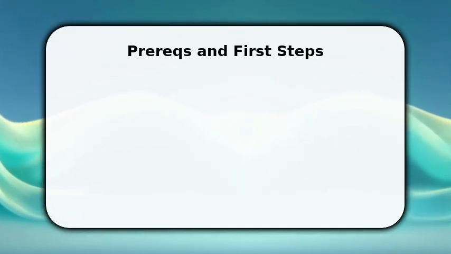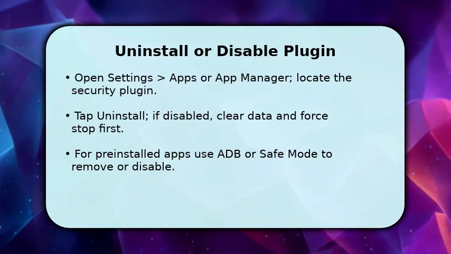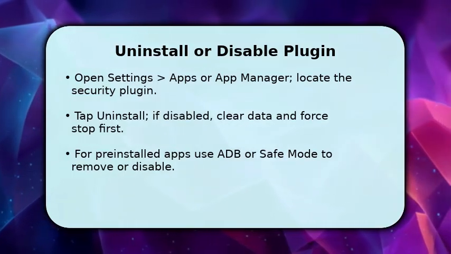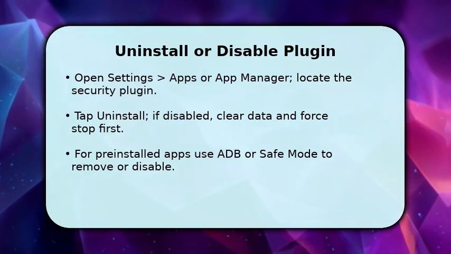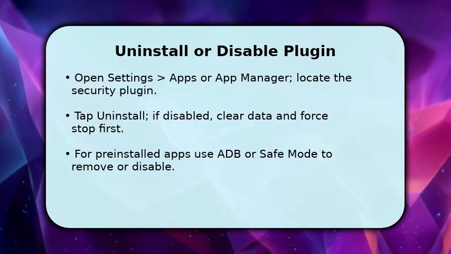You now remove the plugin through the app settings. Open Settings, Apps or App Manager, find the Security app, then choose Uninstall. If the button is grayed out, first clear data and force stop, then try uninstalling again.